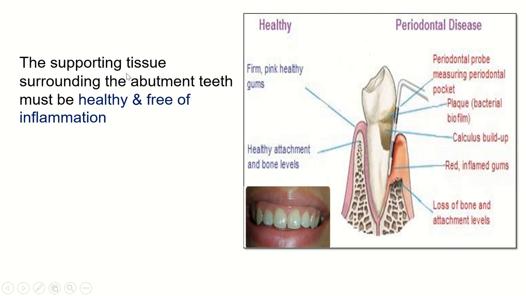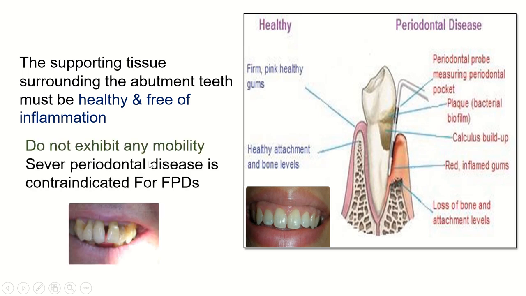Also, the supporting tissue surrounding the abutment teeth must be healthy and free from any inflammation, with no mobility. In case of severe periodontal disease, we cannot include these abutment teeth for a fixed bridge, as they are generally contraindicated for fixed partial dentures.